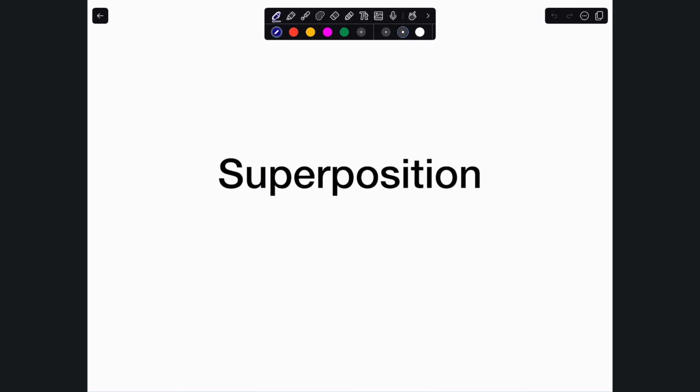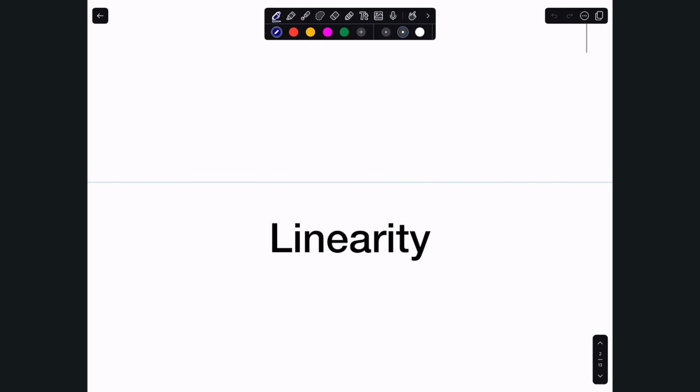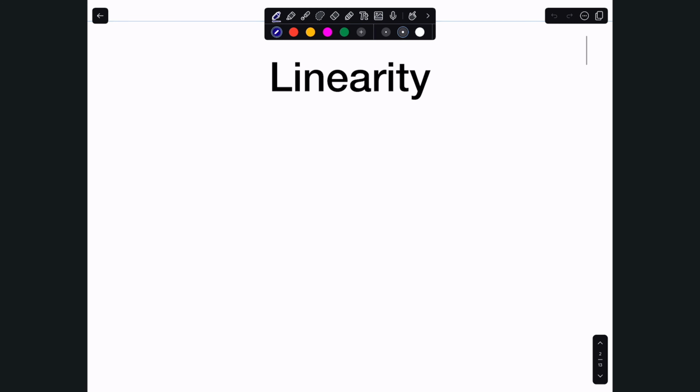Superposition is another circuit analysis technique that applies to linear circuits. Before I jump into the details of what superposition is and how to use it, I want to say a few words about linearity. Superposition applies to linear circuits, and up to this point we have been dealing only with linear circuits. So what does linearity mean?